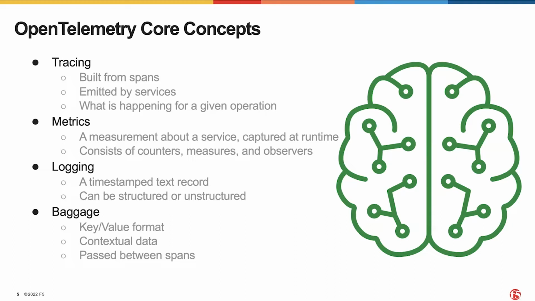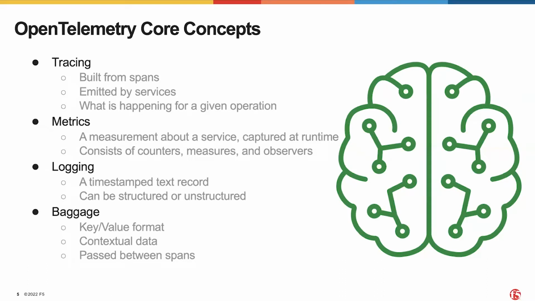There's tracing, and traces are built from spans emitted by services and provide you an idea of what's happening for a given operation. So for instance, if somebody goes to the website and brings up a view of a product, all the steps necessary to get from that click on the link to the product being displayed in the web browser can be traced out as one operation that you can then break down by spans and see where time is being spent. So it's a way to troubleshoot and see where your application is spending its time.